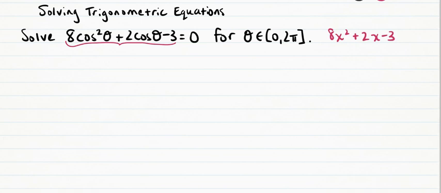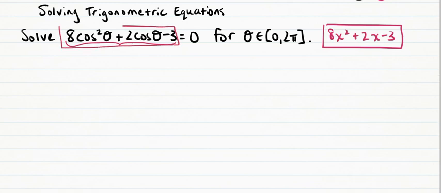So if we can factor this quadratic expression, then this quadratic trig expression can also be factored in the same way. So if we look at factoring 8x squared plus 2x minus 3, you can use any factoring method here that you prefer. I'm going to use decomposition. So I look for two numbers that multiply to 8 times negative 3, which is negative 24. And those same two numbers have to add to 2.